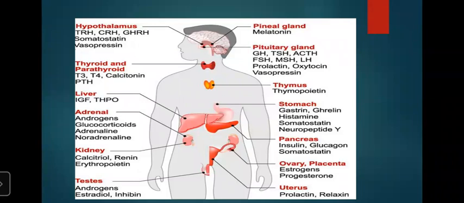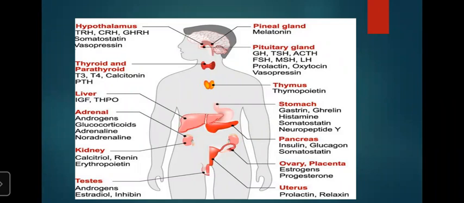Adrenocorticotropic hormone stimulates adrenal glands. Thyroid stimulating hormone stimulates thyroid gland. Then prolactin stimulates milk production. Follicle stimulating hormone controls growth of gonads. Then luteinizing hormone controls menstrual cycle and ovulation. Oxytocin contracts uterus during parturition. Antidiuretic hormone regulates water level in the body.